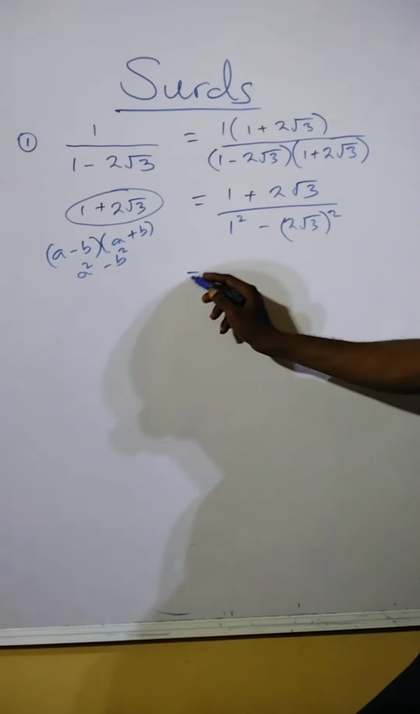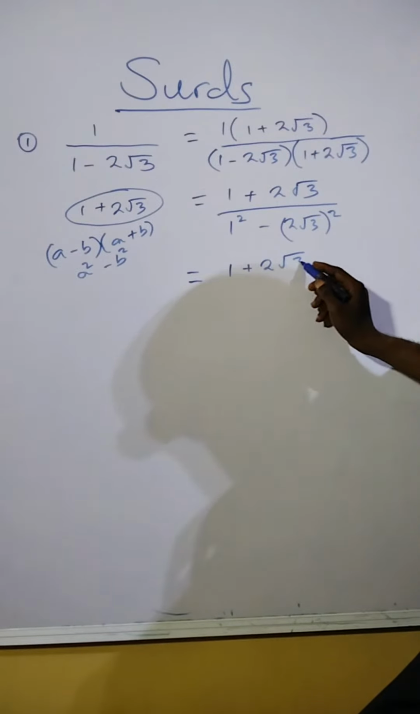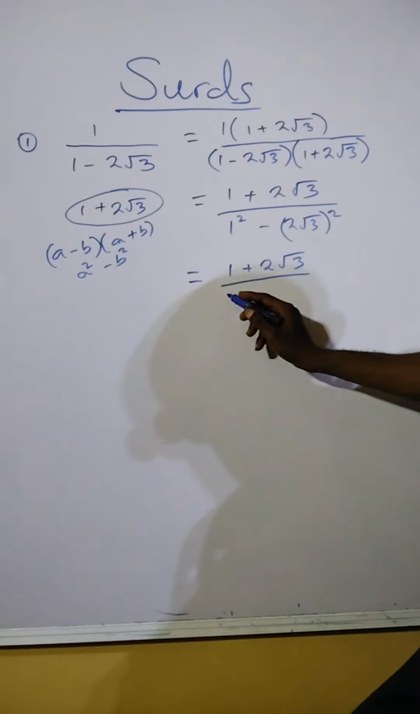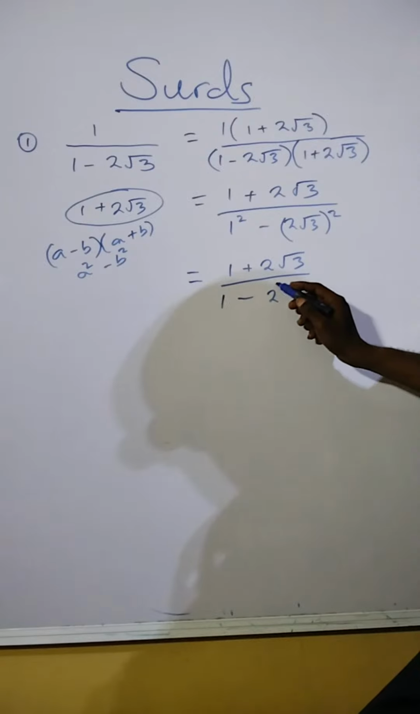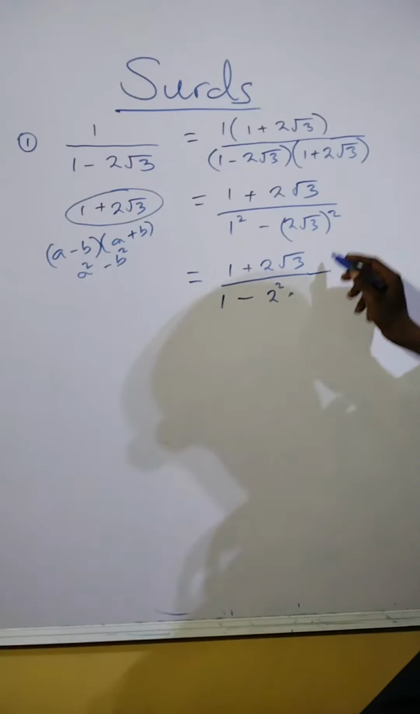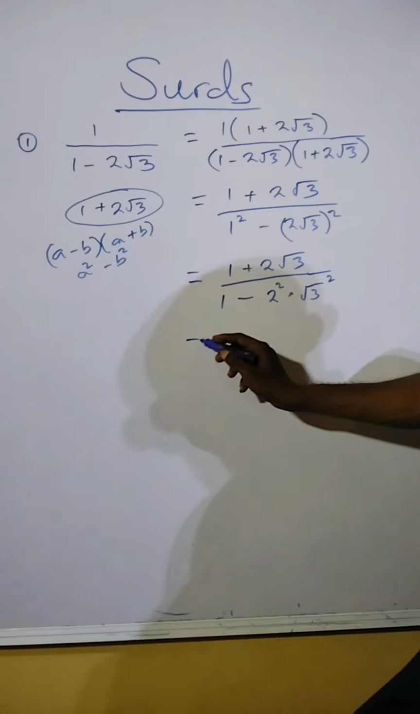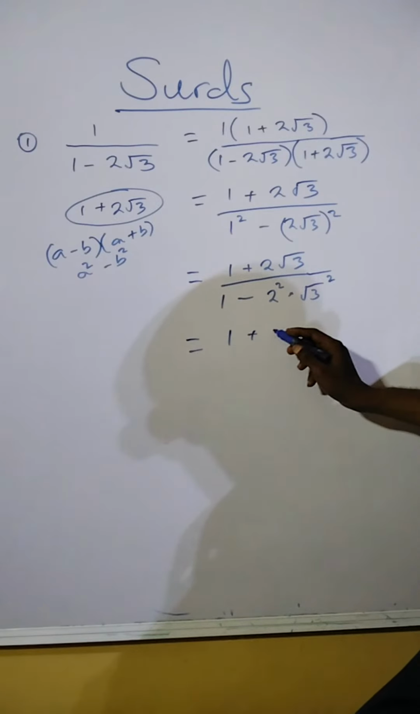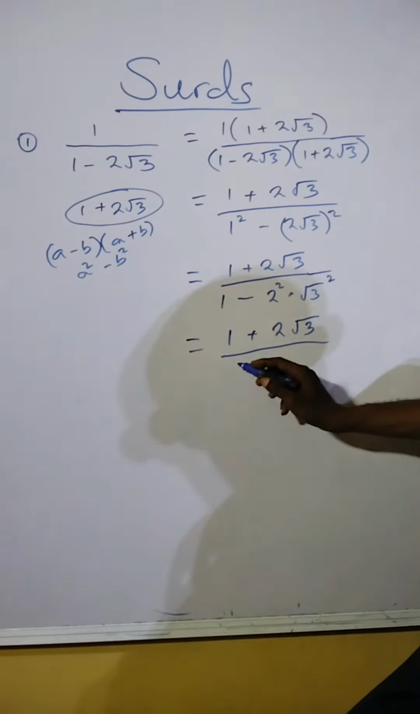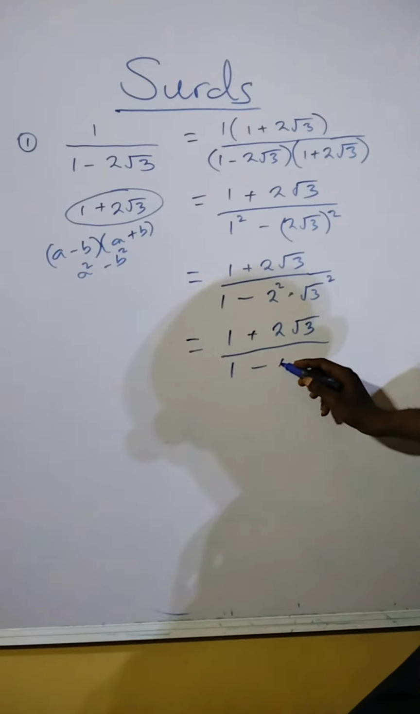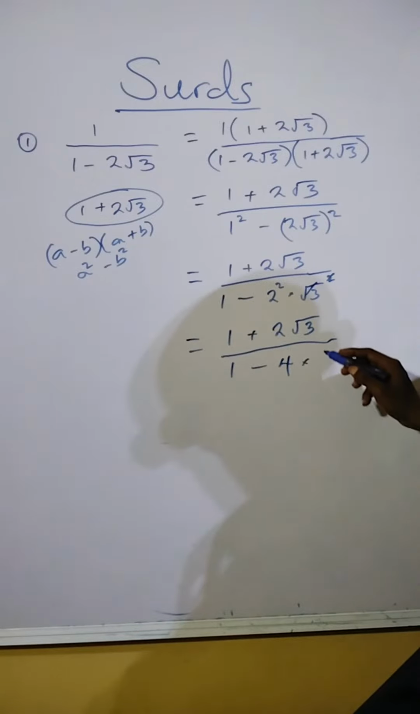Okay, now here up we still have 1 plus 2 root 3, then divided by 1 square is 1, then minus. The square here affects 2. We have 2 square, then times also affect root 3, we have root 3 square. That is, here this becomes 1 plus 2 root 3 divided by 1 minus 2 square, that's 4, times root 3 square, square cancels square root, we have 3.